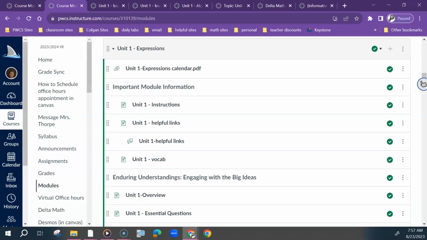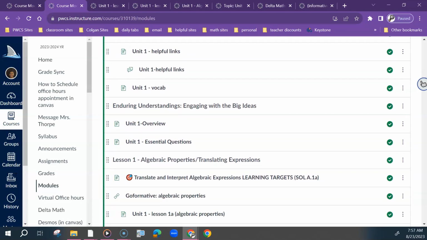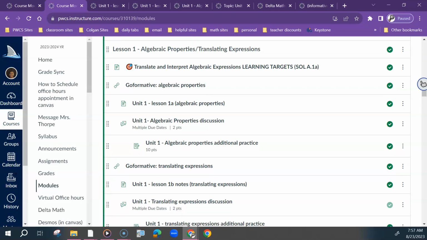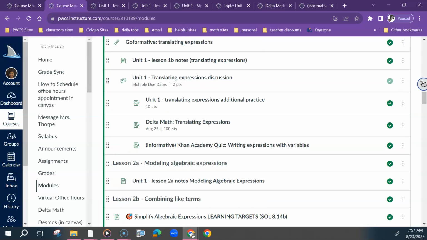So this is our first module. It has a bunch of stuff that I skipped through, but you're welcome to go back through that. Each lesson will have notes, additional practice, Delta Math, Khan Academy, and a discussion, and then you'll see it broken up by lesson 1. This is all part of lesson 1, and then lesson 2, and then it'll do the same thing.